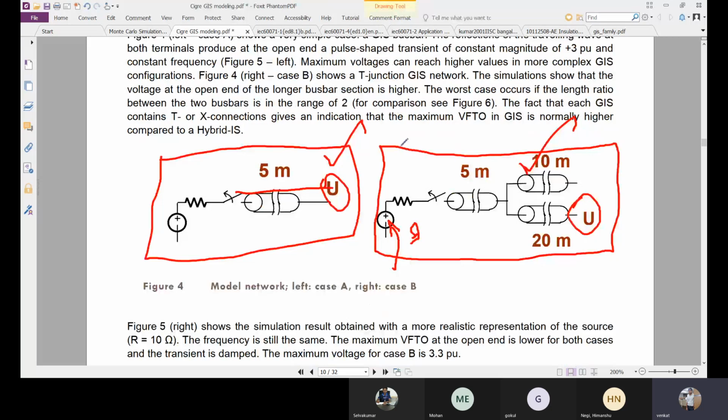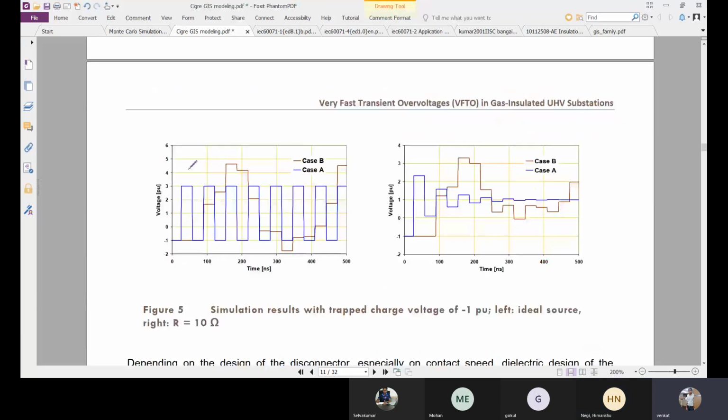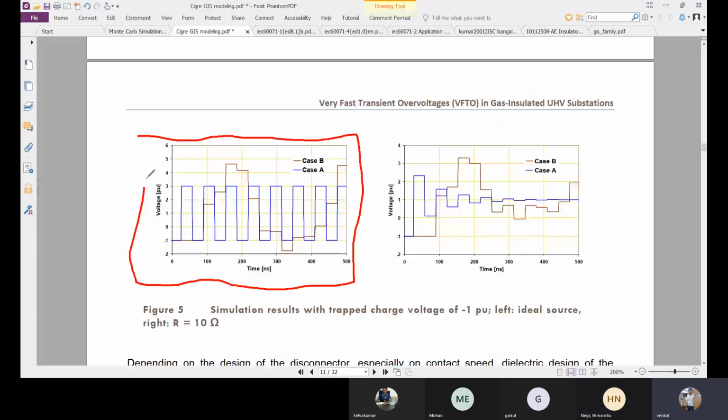Now we will see the outcome of this example, with the ideal source. Can you see this? This is the outcome of the example which we have seen now. Here, the blue color is case one. Can you see that the voltage waveform is more uniform? It is more uniform because it has not met any change in impedance on its way.